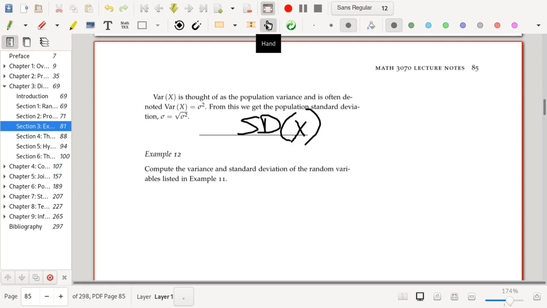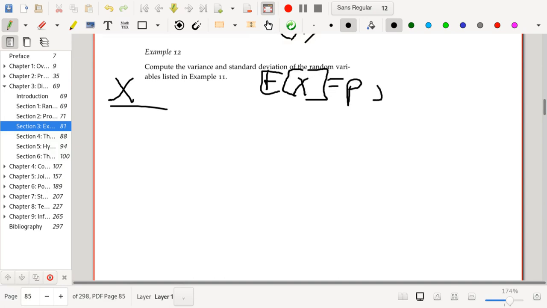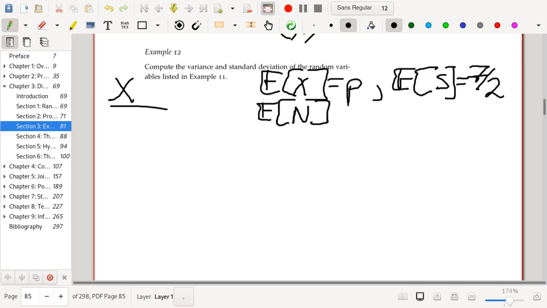So our next example: compute the variance and standard deviation of the random variables listed in example 11. Let's start out with x. We already have the expected value of x, which was p. The expected value of s, which is 7/2, and the expected value of n, which is equal to 1 over p. So that's a reminder of what we have already.